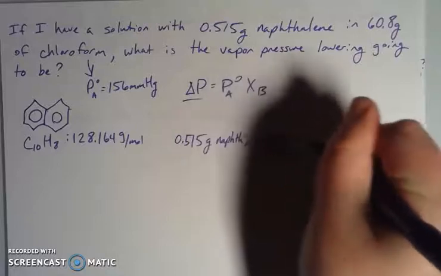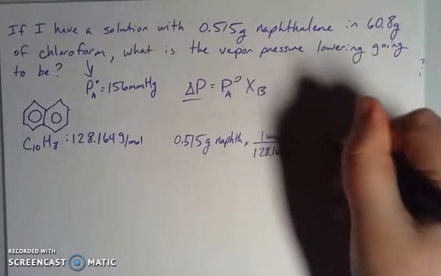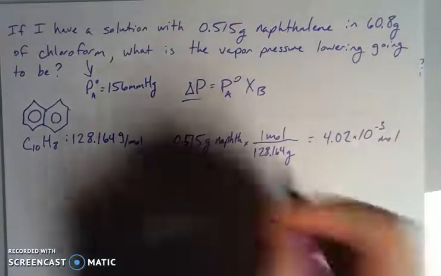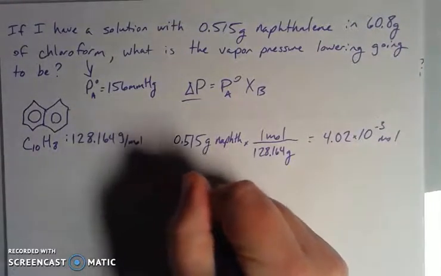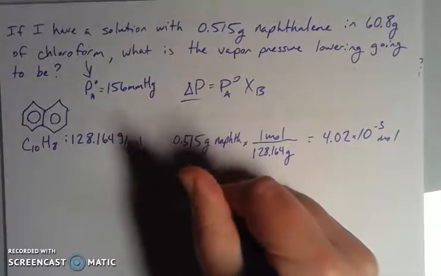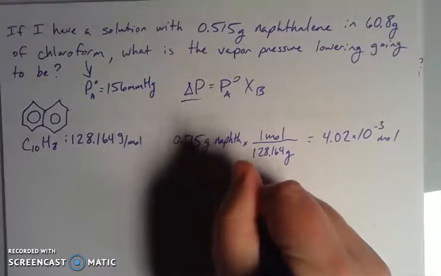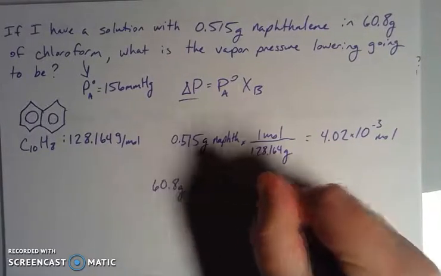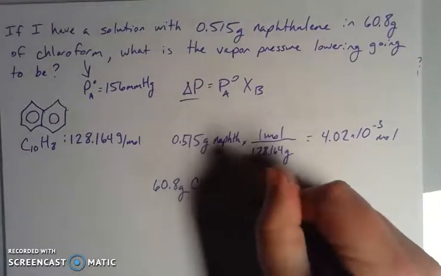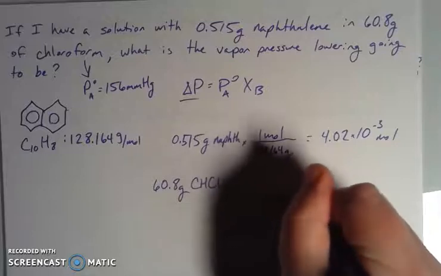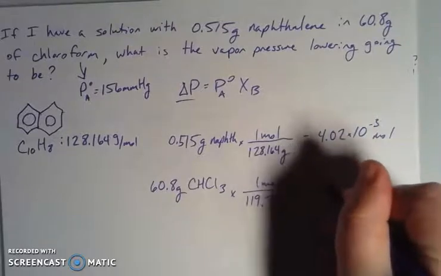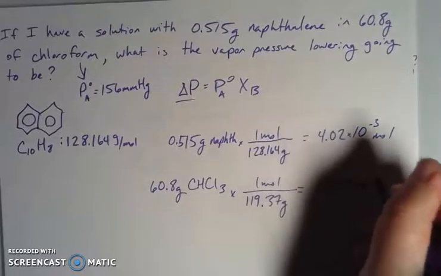1 mole. And that gives me a tiny amount, 4.02 times 10 to the negative third moles. And then I have my 60.8 grams of chloroform. Now the chemical formula for chloroform is CHCl3, so that's trichloromethane. And the molar mass for that is 119.37 grams per mole. And that gives me this, 5.9 moles.